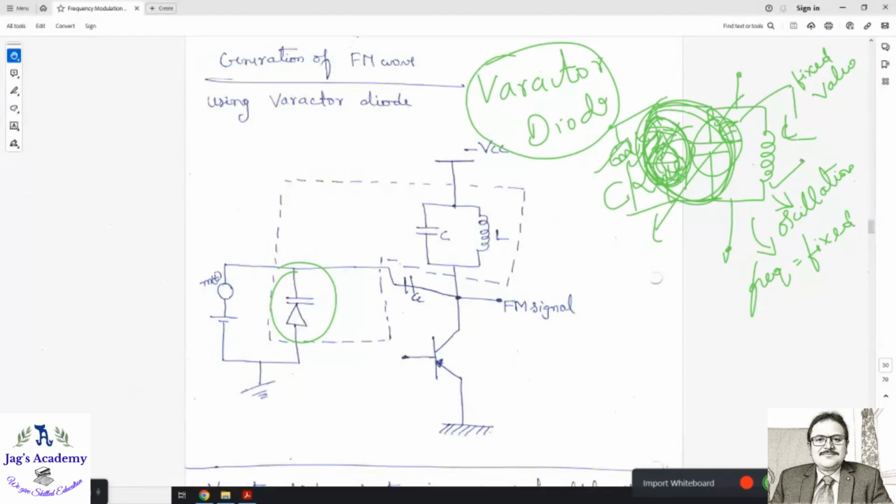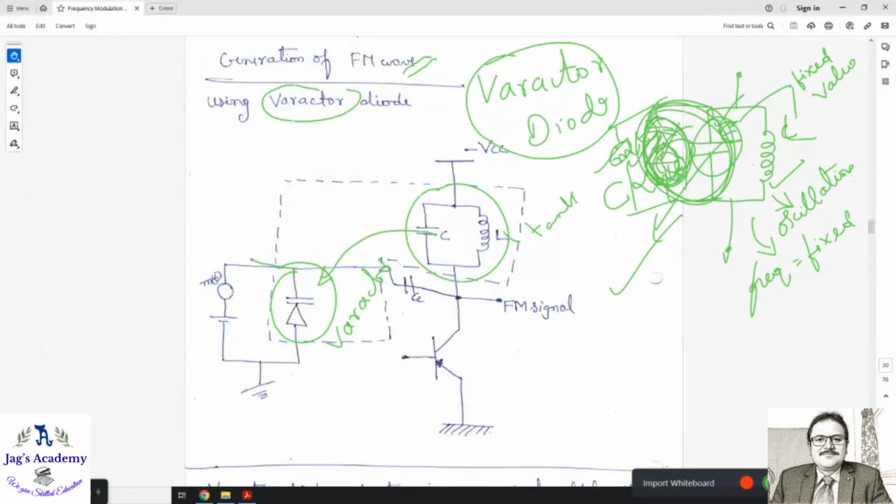So we generated our frequency modulated wave by using a varactor diode. This circuit diagram is to generate an FM wave using a varactor diode. See, this is a tank circuit. What is this? This is the tank circuit. And you see, connected in parallel is the varactor diode. This is your varactor diode.